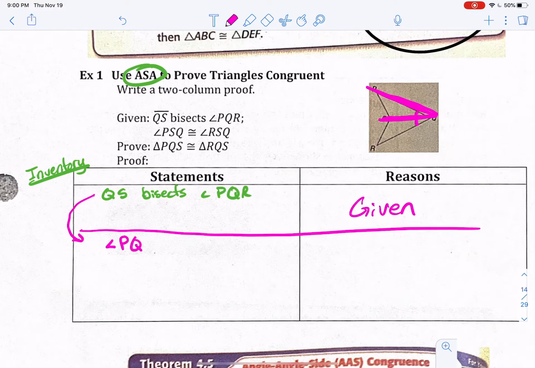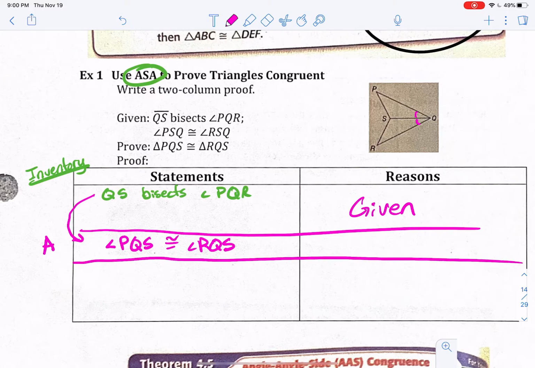Angle PQS is going to be congruent to the bottom angle, which is angle RQS. So from that, we have an angle. That wasn't the given information. That was a definition of an angle bisector. By definition, an angle bisector bisects an angle and splits it into 2 equal pieces. Definition of angle bisector.